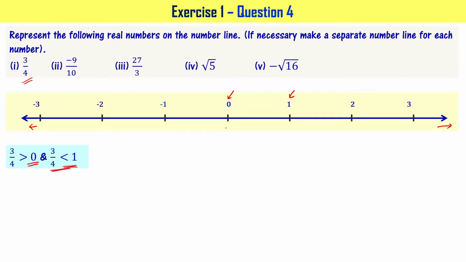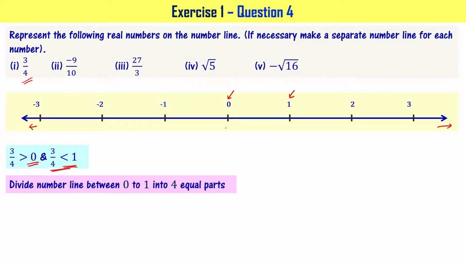Please note this. For that reason, let's divide the number line between 0 and 1 into 4 equal parts. Why 4 equal parts? Because the denominator of 3 by 4 is 4. For that reason, we are going to divide the number line between 0 and 1 into 4 equal parts. Let's do that. This is first equal part, this is second, this is third, and this is fourth. You have 4 equal parts now, right? By drawing 3 red color lines, I could generate 4 equal parts.